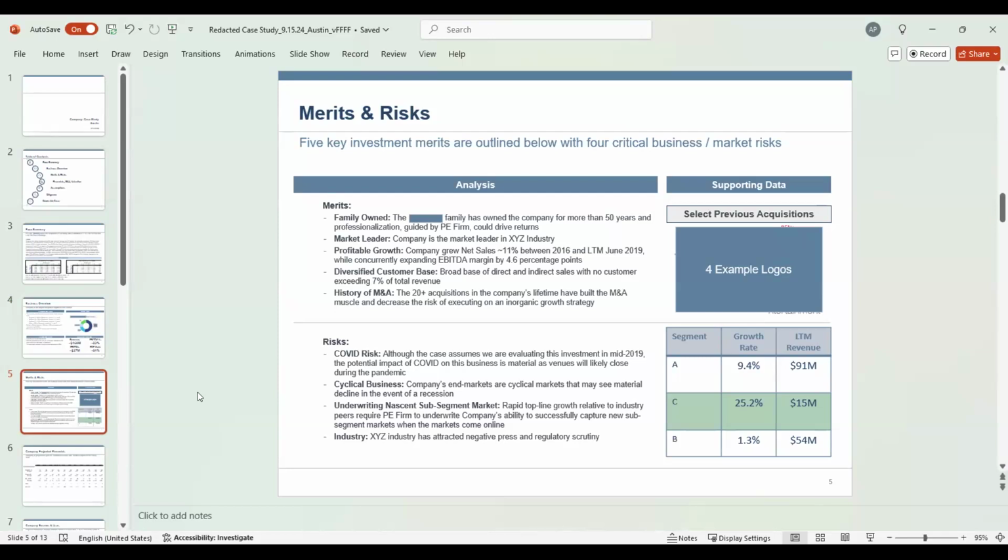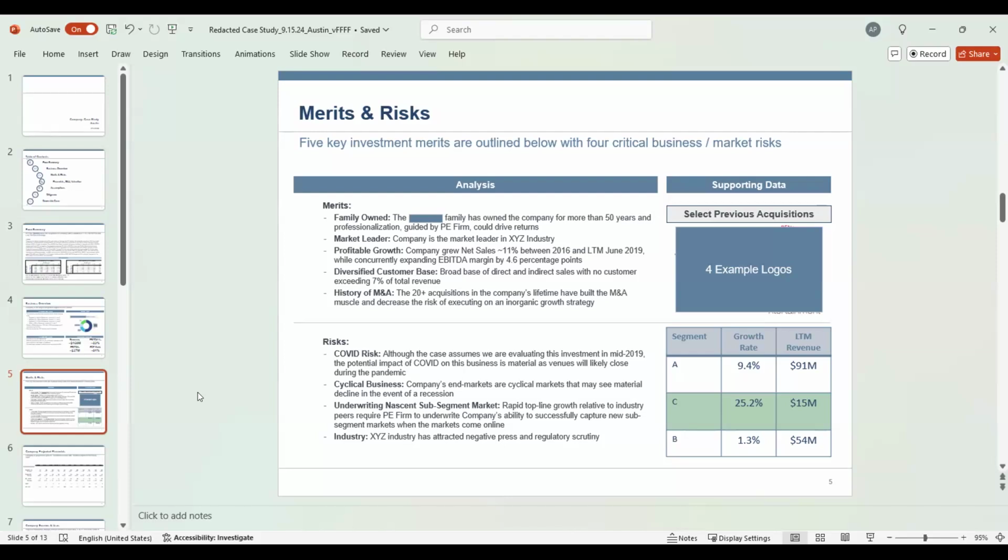So of the 5 merits, I tried to, again, tailor these to the specific sponsor that I was applying with. They typically buy a lot of family or founder-owned businesses. They're often the first institutional capital, and they like profitable, growing market leaders. So you can see those themes are reflected in my first 3 bullet points there. And then the 4th, diversified customer base and history of M&A: other strong points that I think are relevant and helpful, but I prioritize those a little lower.